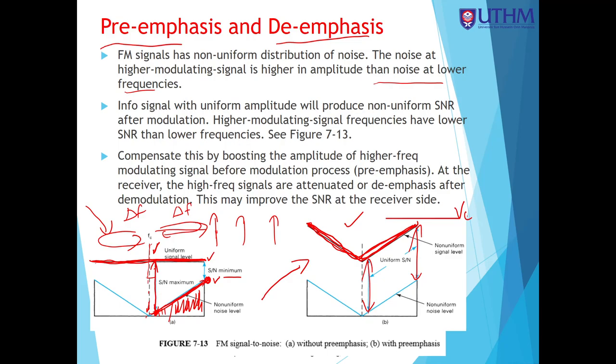As you can see from the picture on the left, the center here is the carrier frequency. In FM, the frequency of the carrier varies according to the input signal frequency. So if the input signal frequency is higher, that means we are moving into a region where it contains higher magnitudes of frequency of noise.